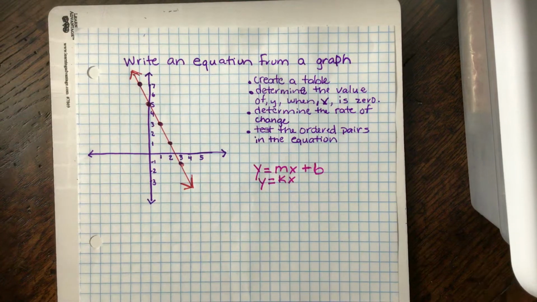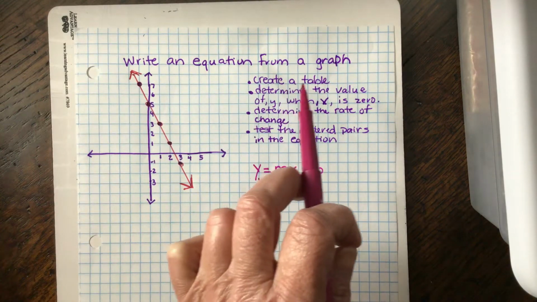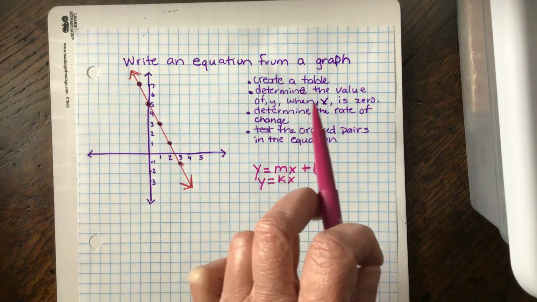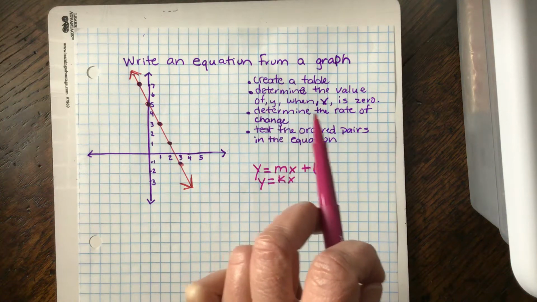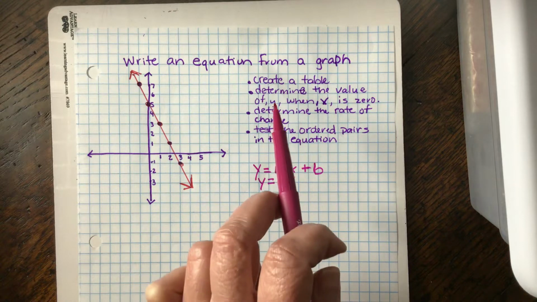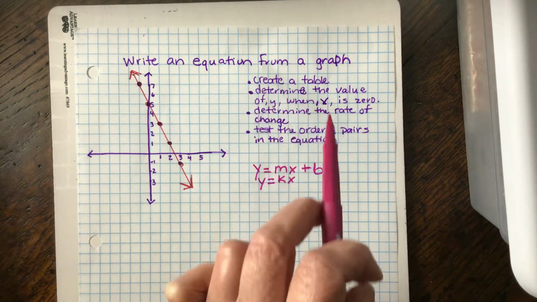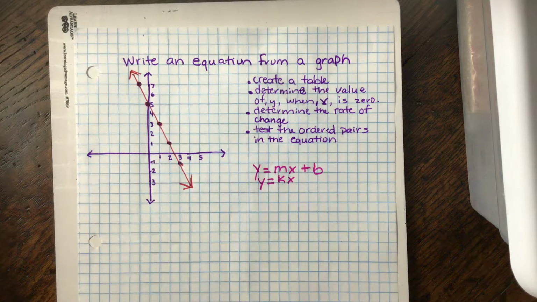The goal is to write an equation, and we're going to first create a table. Then we're going to look at the table and determine the value of y when x is 0. We're going to determine the rate of change. The rate of change is m. And then we're going to test the ordered pairs in the equation. These are all important steps. I can't say that there's just one that's the most important, so we want to make sure that we're covering all of these.